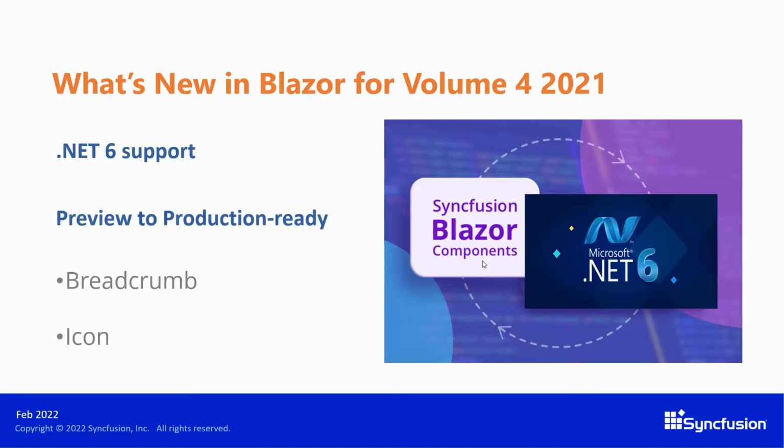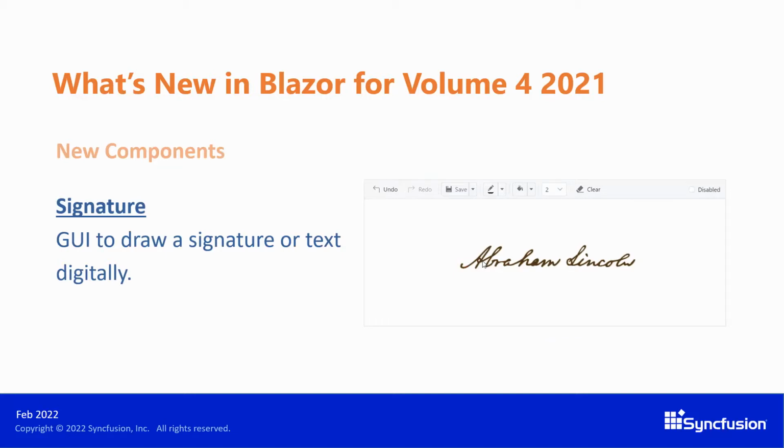And apart from this, a couple of components have been moved from preview to production ready state from this Volume 4 release. So now you can start to use the breadcrumb and icons components in your live projects. Next, a signature component has been newly introduced, using which you can draw a signature or text digitally. You can even change the stroke color, stroke width, background color, background image, and customize them very easily. Let's have a look at the example for the signature component now.